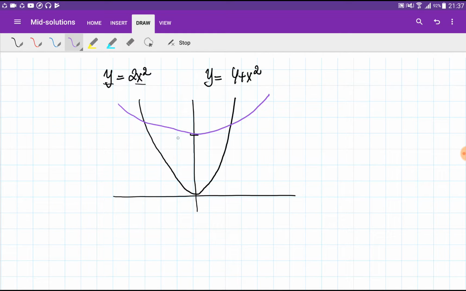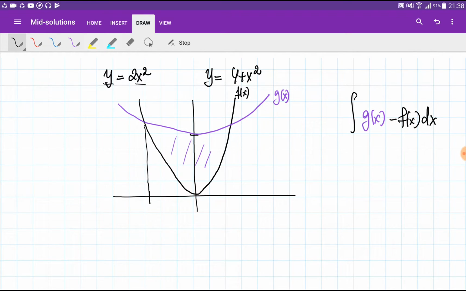And I need to figure out the area here. And I know that the area between these two curves, so let me take this one as g, and let me take this one as f, will be the integration of g minus f dx, where x changes from this point until this point.